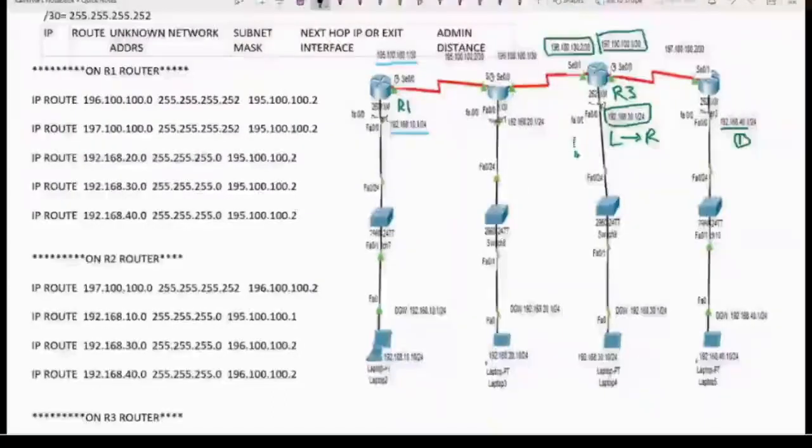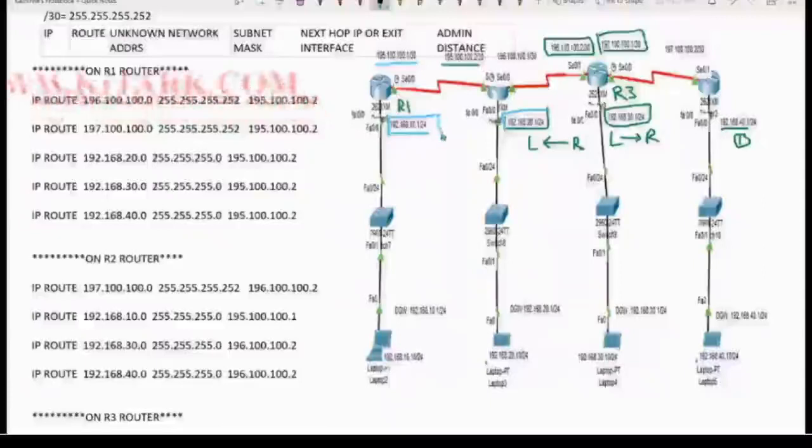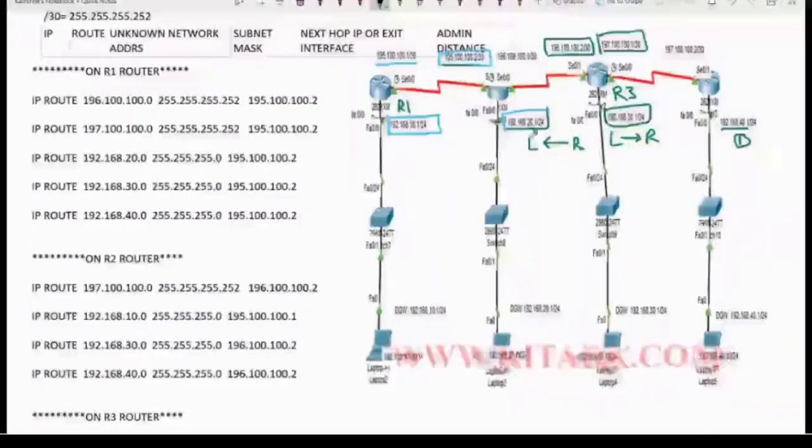Okay. So next, right to left. What are the unknown networks you need to calculate? You can see 195.100.100 is unknown, you need to specify it. And 192.168.20. and 192.168.10., all these three networks are unknown for router R3, from the left side. So altogether you are going to specify 4 networks, 4 static routes, for router R3, left side and right side.